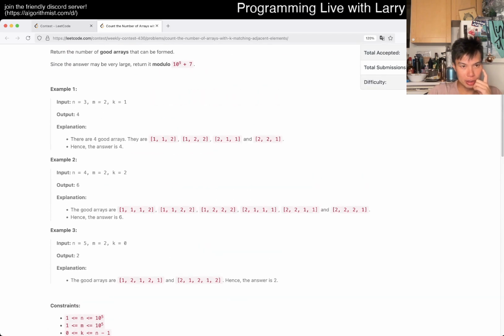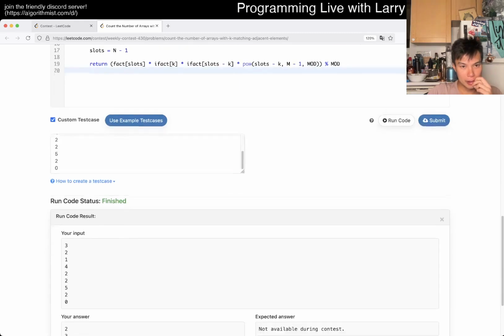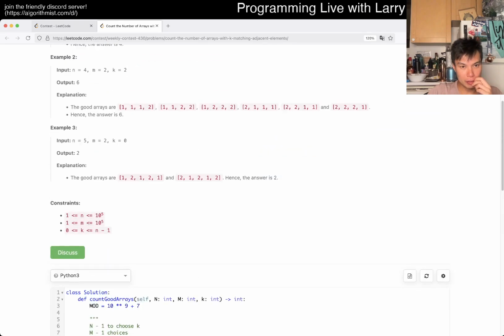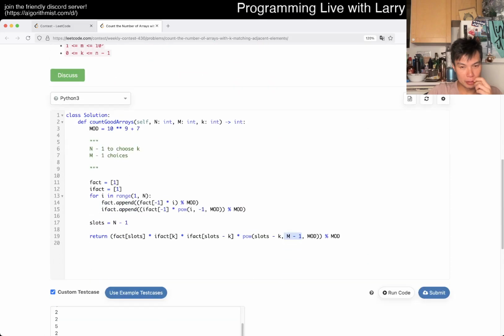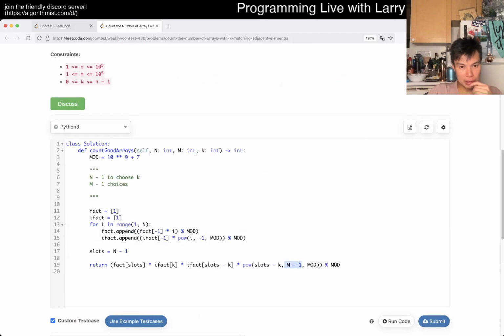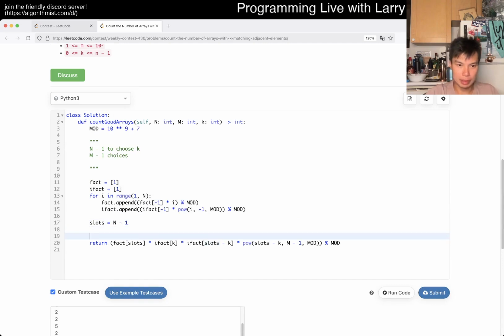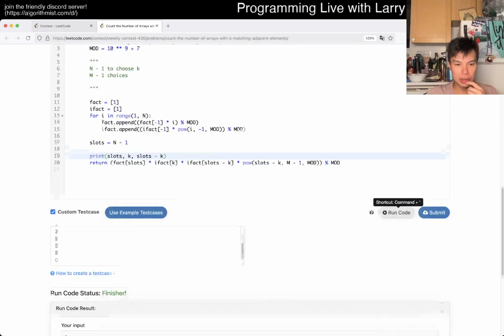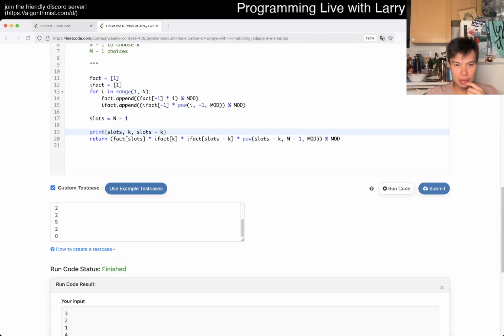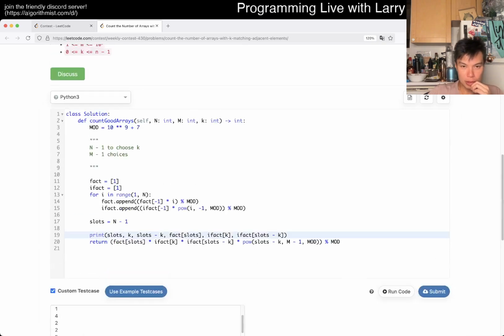Okay, so k is equal to 1. 3 numbers, you have 2 slots, right? So this is 1 to the power of one other thing is 1, so you have no choice. Okay, that's fine. 2, 1, 1. Let's just put it up. Okay, slots k, slots minus k. So 3 numbers, we have 1 choice, right? 2, 1, 1. Yeah, that sounds right. So we have 2 as the answer.